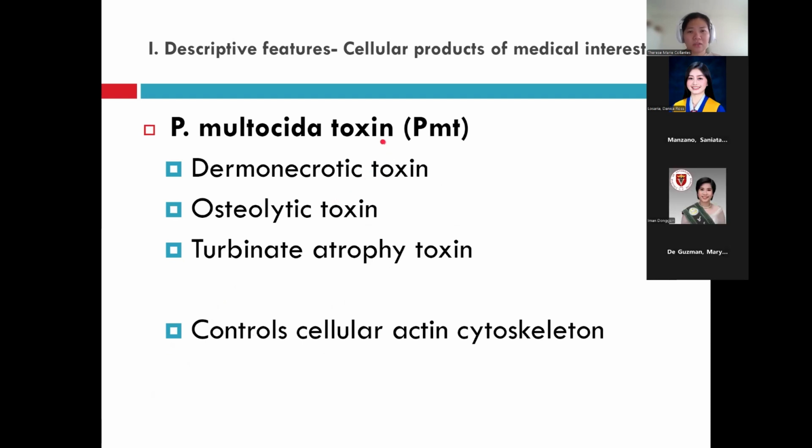So apart from the leukotoxin, you also have the PMT, or the Pasteurella multocida toxin. And this PMT has several names, no? So this is considered a dermonecrotic toxin, an osteolytic toxin, and it's associated with a disease called atrophic rhinitis, wherein the turbinates will appear atrophied. We have a picture of this later, so we can see what atrophic rhinitis is.